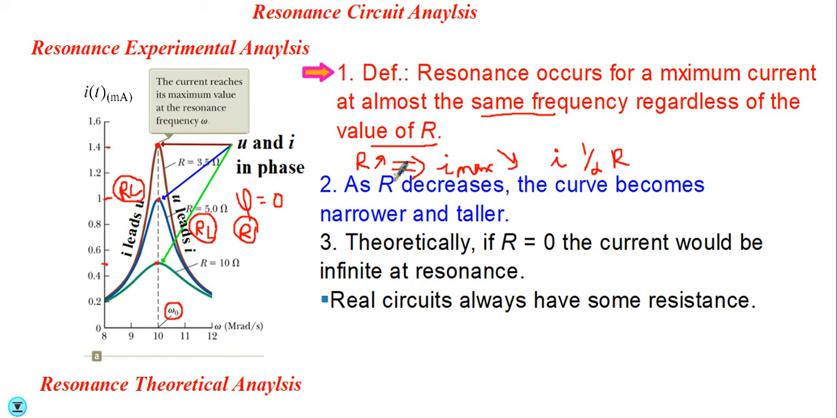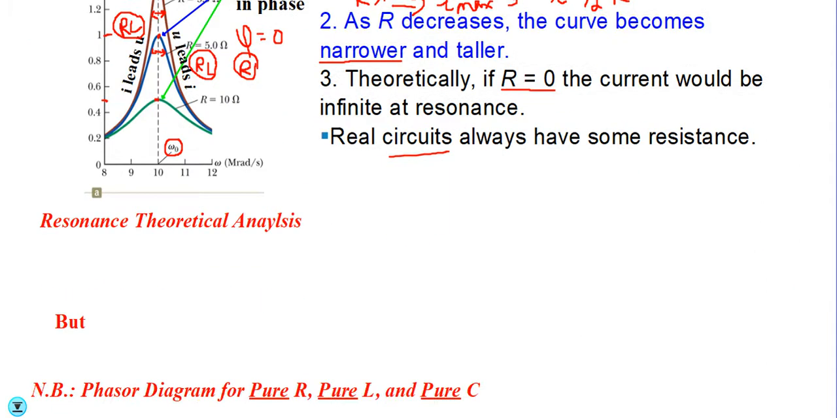Based on this, as R decreases, the curve becomes narrower and taller. So if R decreases from 10 to 5 to 3.5, we realize that the width becomes narrower and narrower, until when R is 0, which does not exist in real life, but theoretically this means that the curve's width will be infinity. But of course in real circuits we always have some resistance.